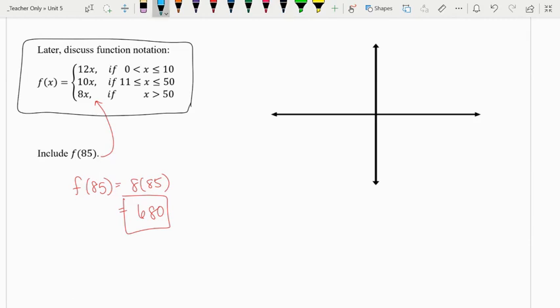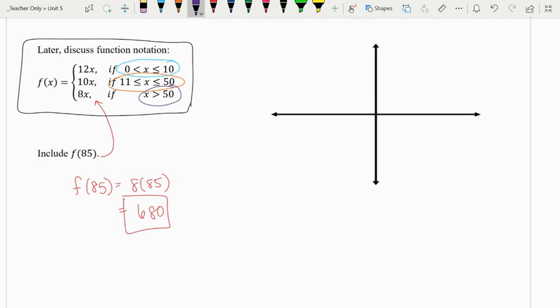So that first one is 12 times x. That would be for when you sell or buy between 0 and 10, right? So when we bought 8, we plugged it into that equation because it's between 0 and 10. Whereas when we had 32, we plugged it into the middle equation of 10 times x because 32 falls between those two barriers. And the last one, when we had 85, we plugged it into the last one because that is greater than 50.